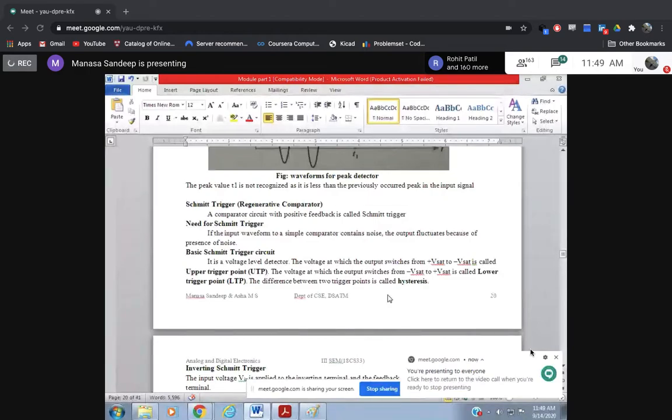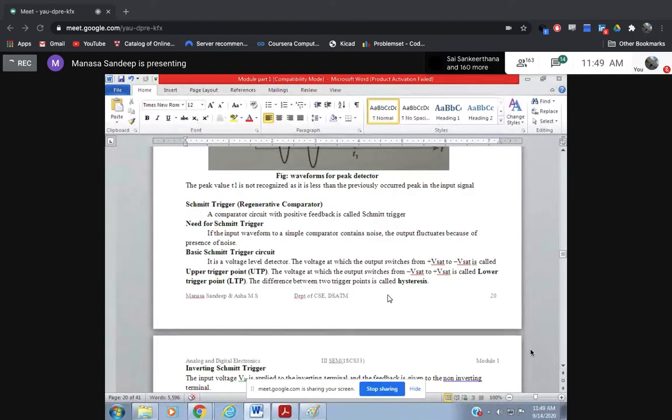Okay. So guys, in the last class, we started with the applications of the op-amp and we are done with the peak detector circuit. So in today's class, let's start with the next application, that is the Schmitt trigger.